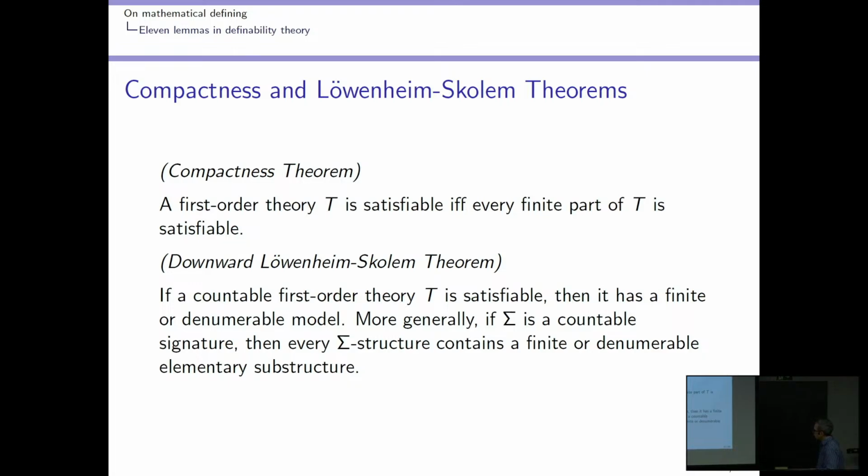Similarly, the Loewenheim-Skolem theorem. I only need the weak version, which is the first, but more generally, if sigma is a countable signature, then every sigma structure contains a finite or denumerable elementary substructure.